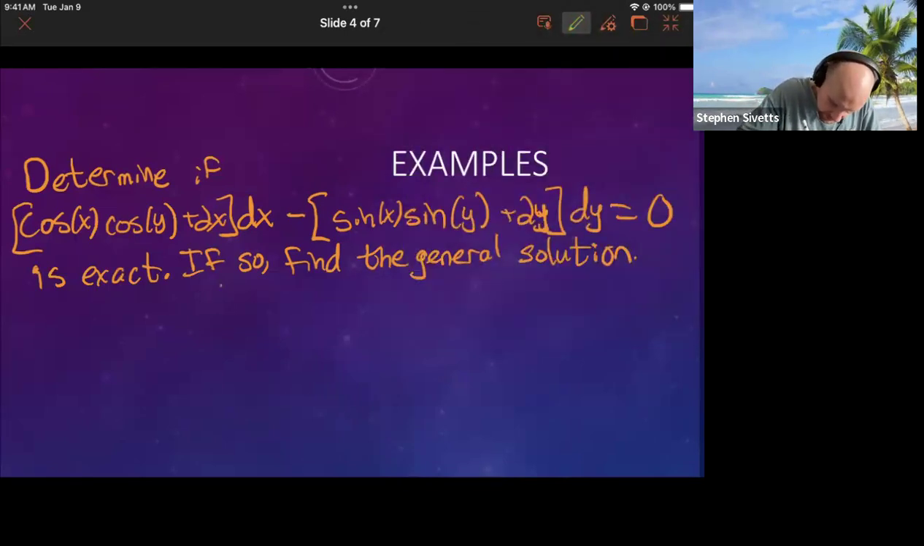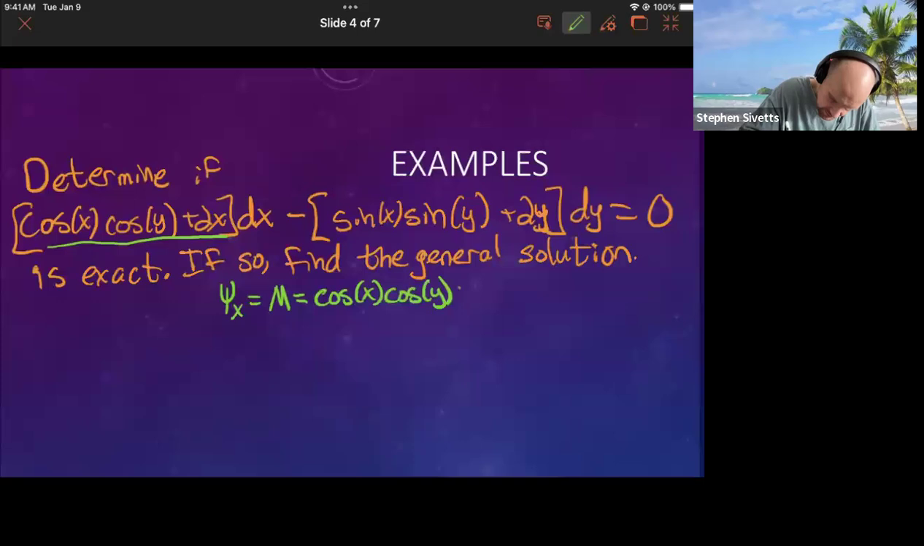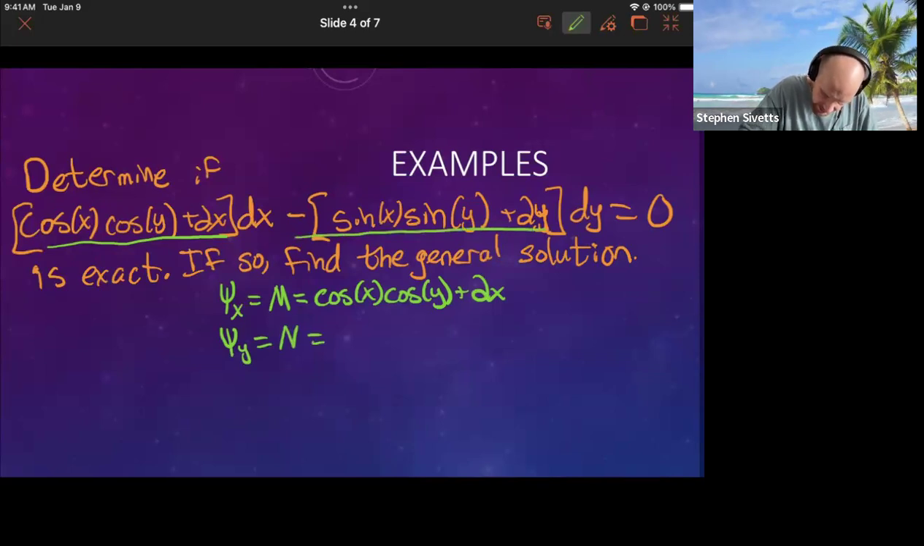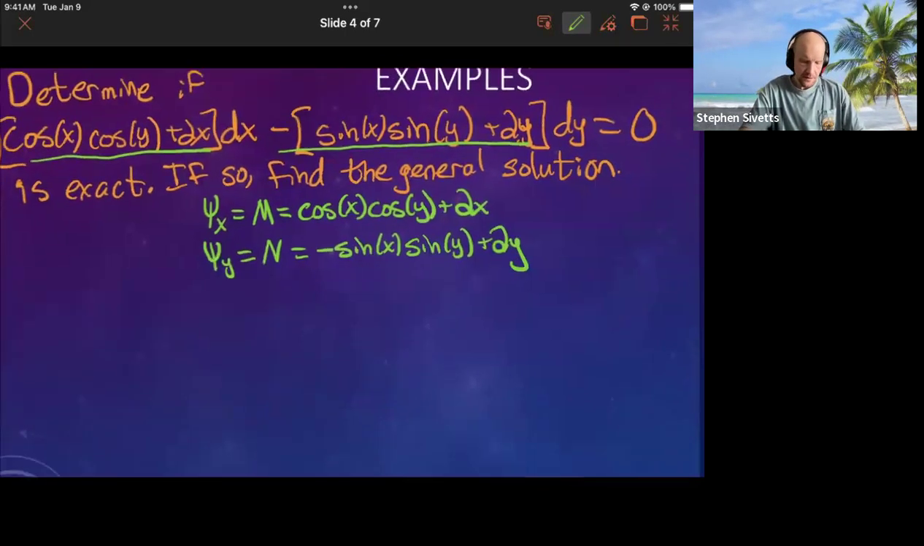Okay, so we want to label what the psi x is. So that will be m, and the m in this case is this function. So it'd be cosine x cosine y plus 2x, right? And we have the psi y quantity, which is labeled as n. And this right here is the n quantity. So the negative sine x sine y plus 2y, right?